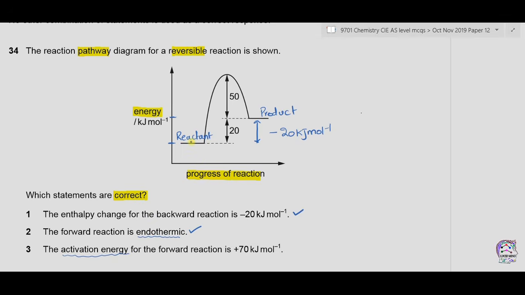Activation energy is the energy required by the reactants to convert into transition state. So as we know that 50 plus 20 will be the total activation energy. So 50 and 20 is equal to 70. As the arrow is upwards and reactants absorb energy in order to get into the transition state, so therefore it is plus 70 kilojoules per mole. So this is also correct. All three options are correct, so therefore answer is A.